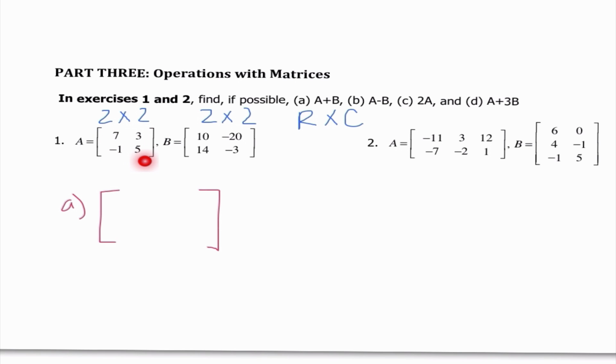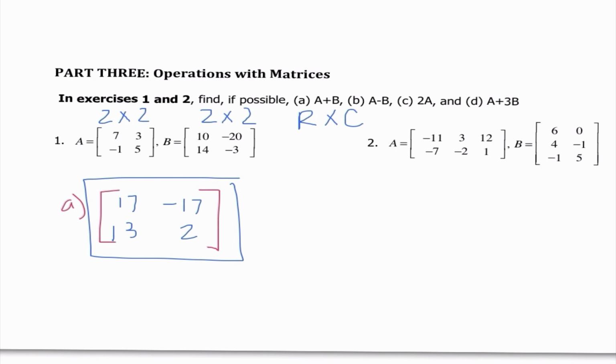When we're adding and subtracting, we just combine the similar entries, so the corresponding entries. So in this case, 7 plus 10 is 17. Negative 1 plus 14 is 13. 3 plus negative 20 is negative 17. 5 plus negative 3 is 2. Subtracting, we would do this same exact thing.